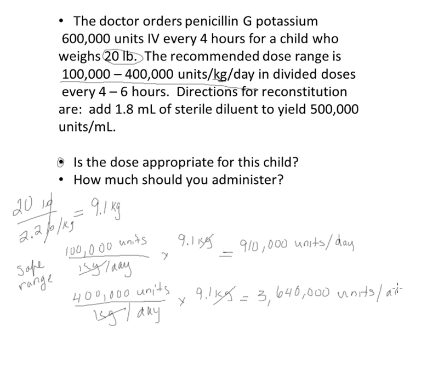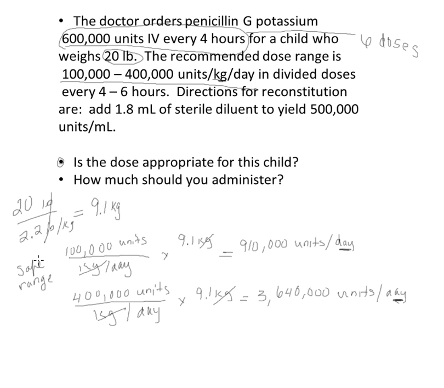Now I want to compare this to what the doctor ordered. So if I look up at the doctor's order, it is 600,000 units as an IV every 4 hours. So the first thing that I want to note is that if the child's getting this every 4 hours, in a 24-hour day there are 6 doses. And I want to make note of that because down here the range that I calculated is per day, and I need to compare like quantities.